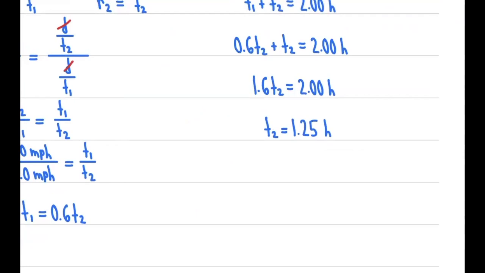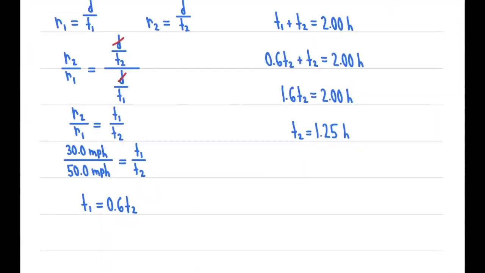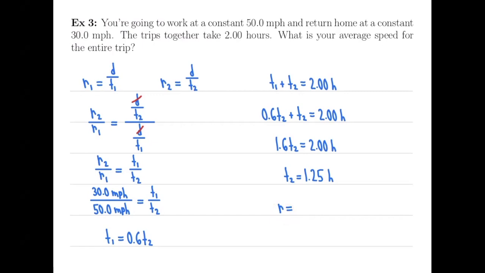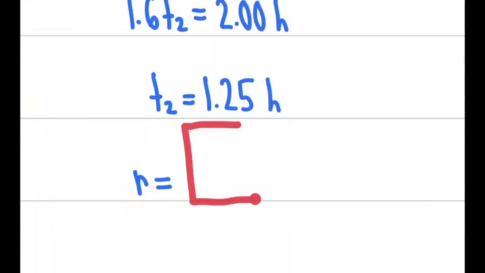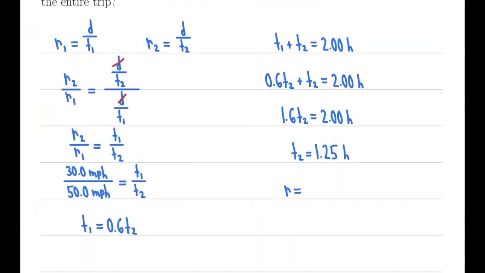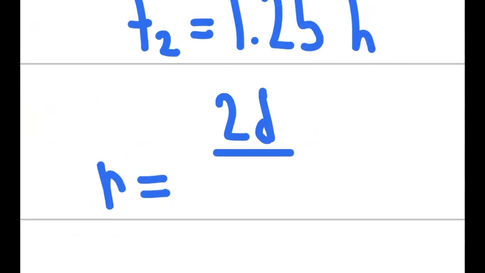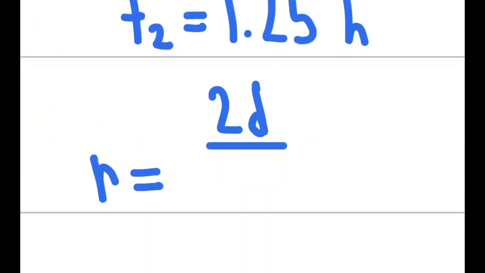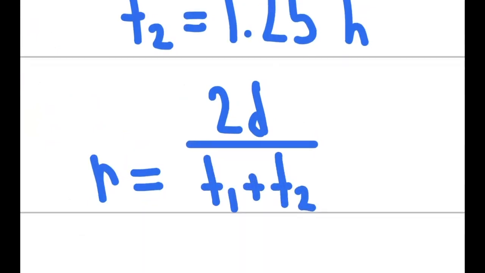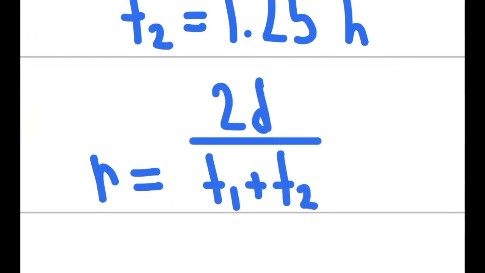So the average speed of the entire trip, we're going to call that R. What's the formula for average speed of the whole trip? We have distance over time. The total distance traveled for the entire trip is 2D. This guy traveled D to go to work and then D to go back home. So the total distance traveled is 2D. The average speed of the entire trip is 2D divided by the time it took, which is T1 plus T2. We know the total time is 2 hours. That's given in the problem.